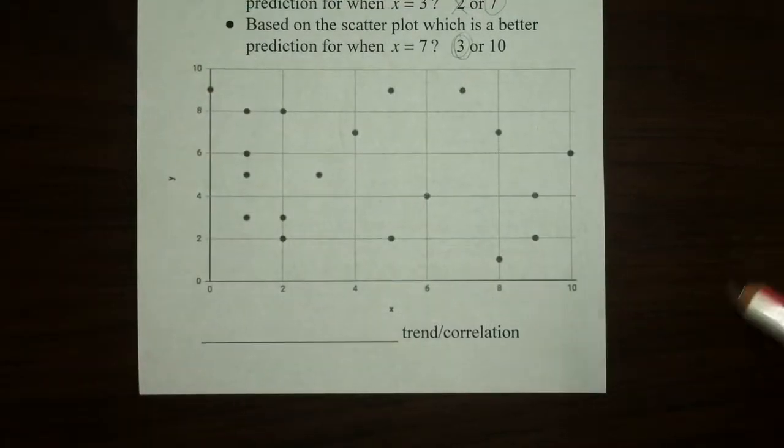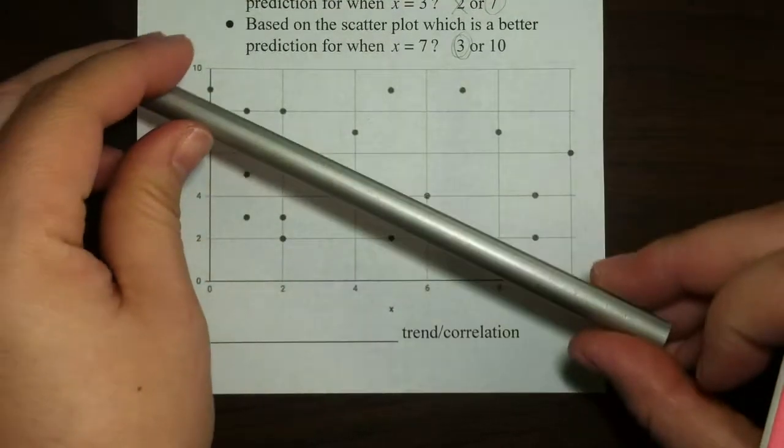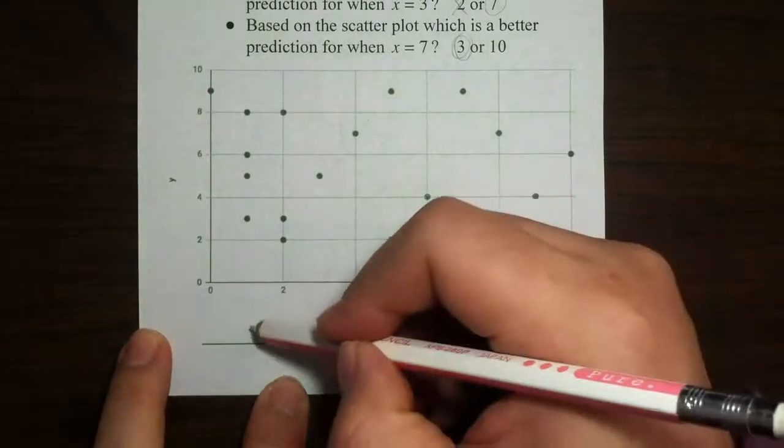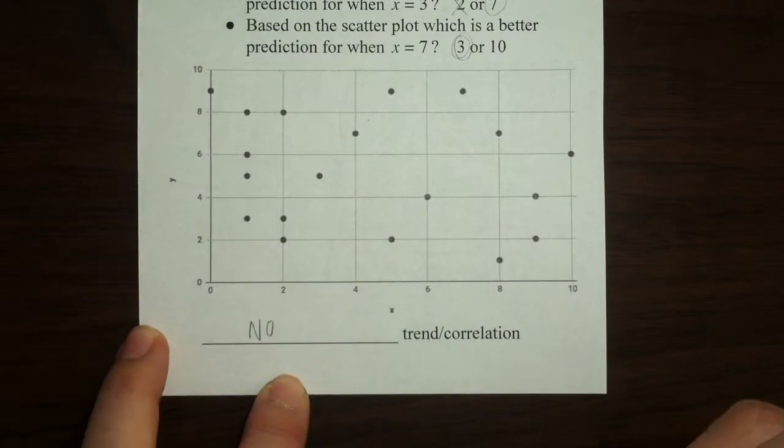In the last example, there isn't really much of a pattern. It's all over. So this one has no trend and no correlation.